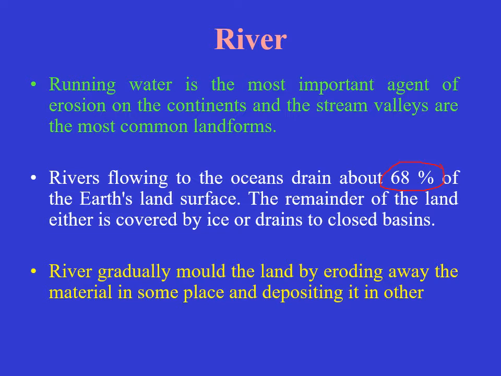So the river erodes from the inland areas, from the high altitude areas, and deposits it in the lowland areas, in the depressed areas. Generally those areas are lakes or oceans, or it may be any kind of dam also. In case of a dam, it is not permanent, but oceans and lakes are permanent basins.